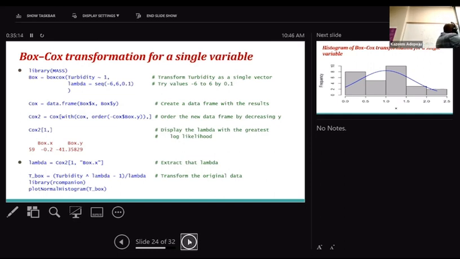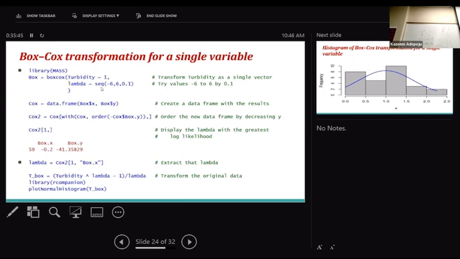Okay, now I want to do a Box-Cox transformation. In a Box-Cox transformation, you need to load a package called MASS in R. And what are we transforming? Don't forget, we are transforming stupidity, which is the response, right? If you want to do this, you can choose a sequence from -6 to 6, in steps of 0.1. Then you're going to create your data frame, Box-Cox X and Box-Cox Y.